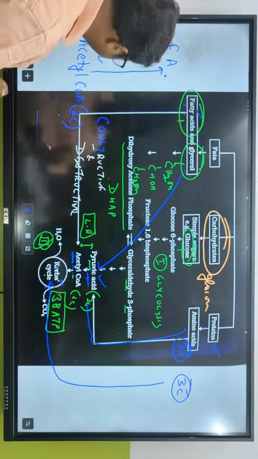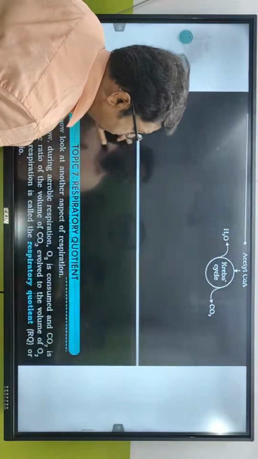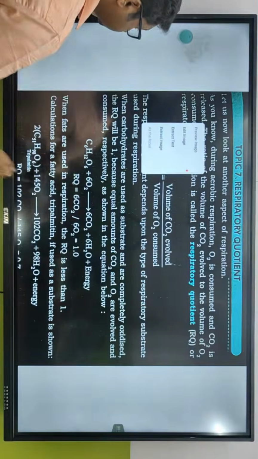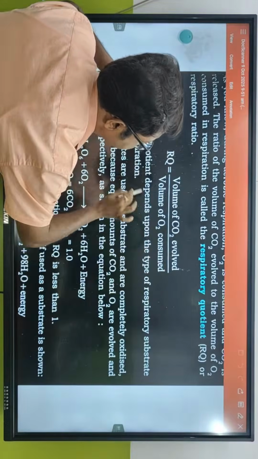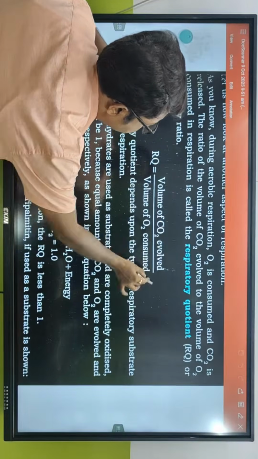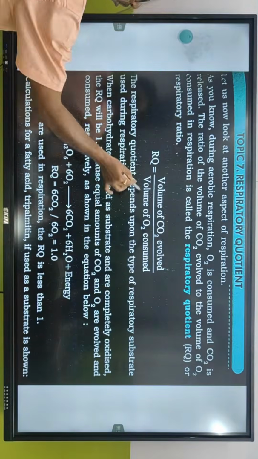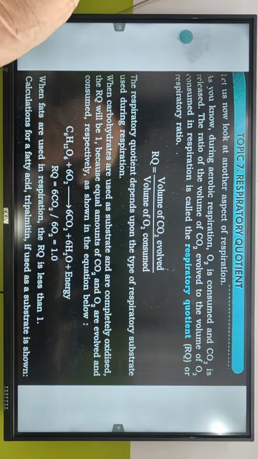The last topic is about respiratory quotient. When we talk about respiratory quotient, what is respiratory quotient all about? Respiratory quotient means RQ is equal to volume of carbon dioxide evolved by volume of oxygen consumed.